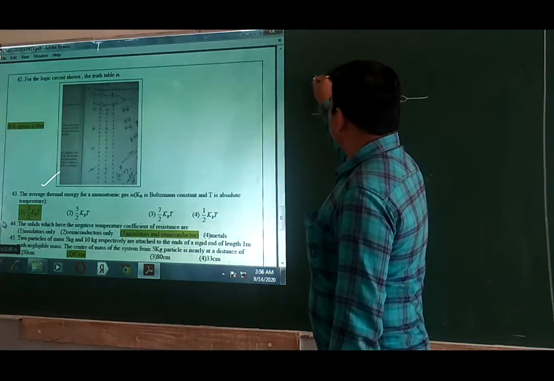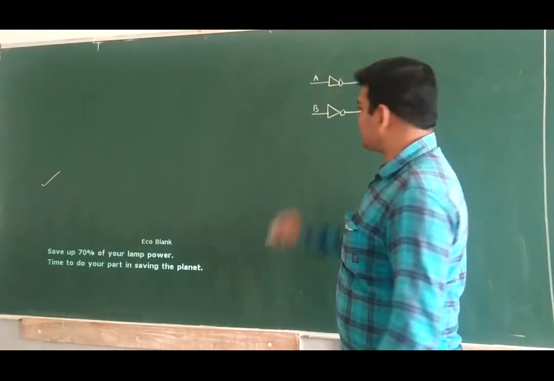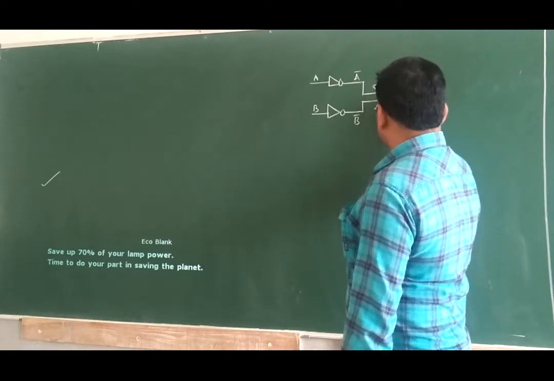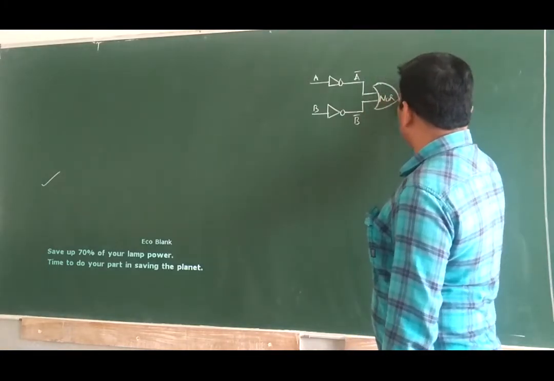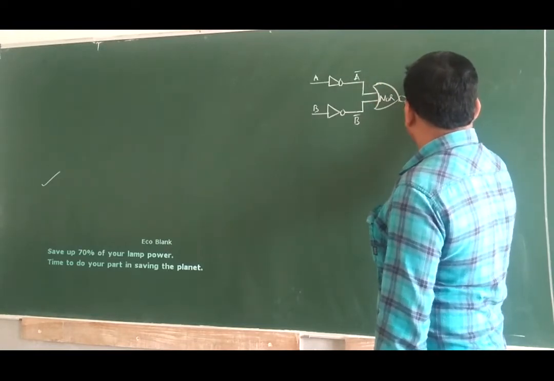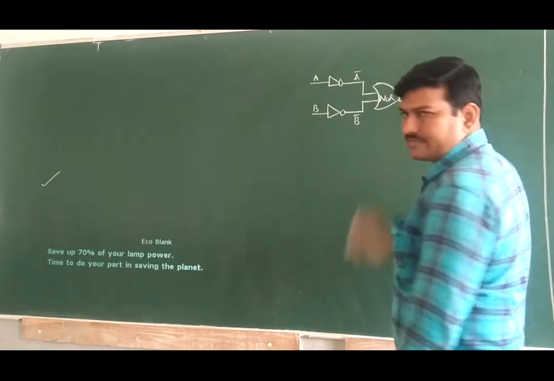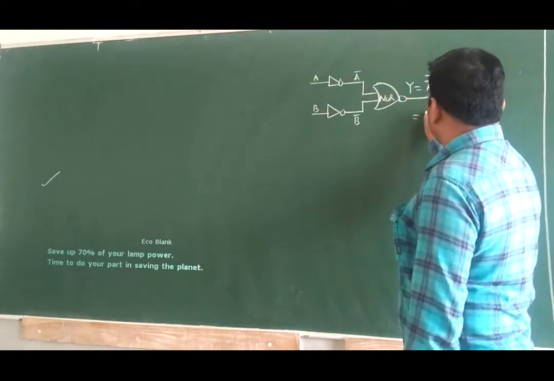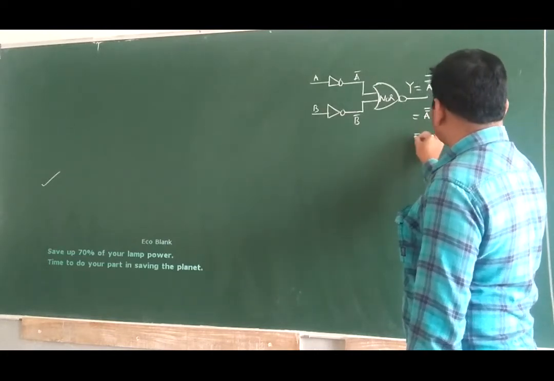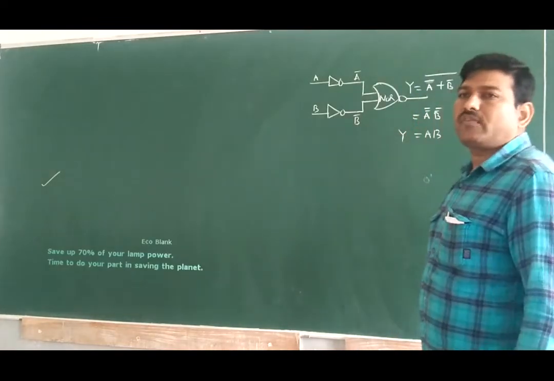Now, if this is A, this is B. What is this logic gate going to represent? This is A complement, this is B complement. This is a NOR gate, therefore the output of the NOR gate is (A complement plus B complement) whole complement. Now I can write it as (A complement) whole complement into (B complement) whole complement, that is nothing but AB. Y is equal to AB, which is nothing but the output of an AND gate.